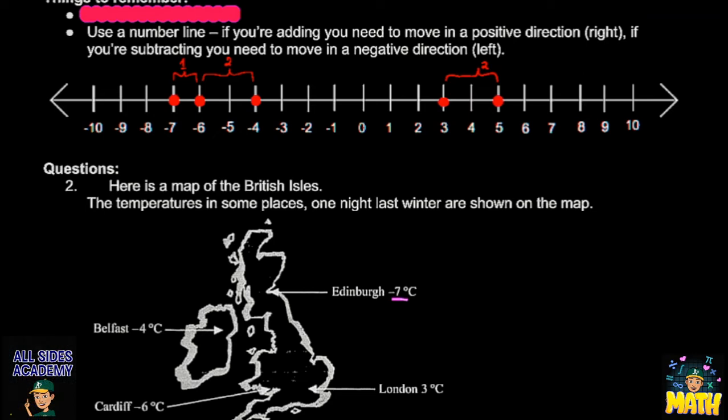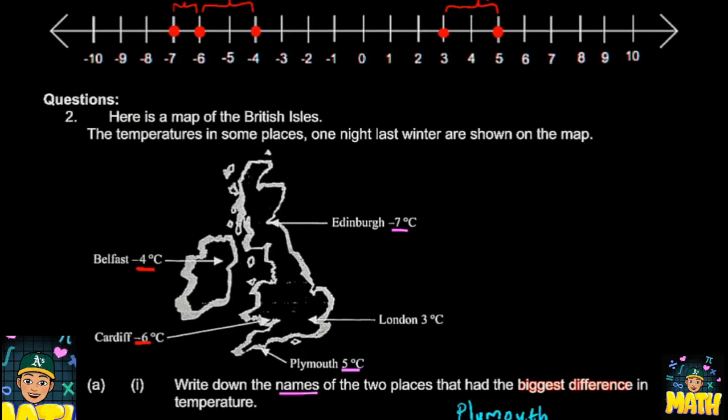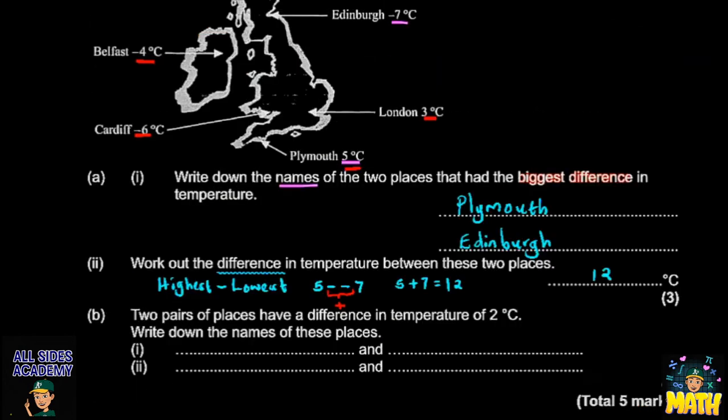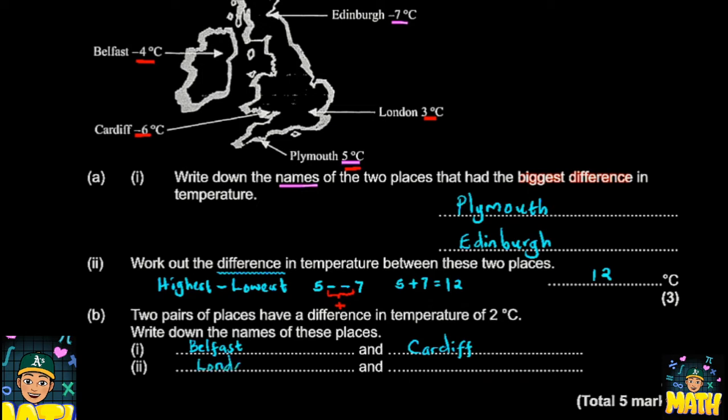So we have the first two, that is Belfast and Cardiff. And then we also have the second two. The second two were 3 and 5, and that is London and Plymouth. So we're going to write that down. Take note of London and Plymouth. So we'll write Belfast and Cardiff. And then the second pair will be given by London and Plymouth.